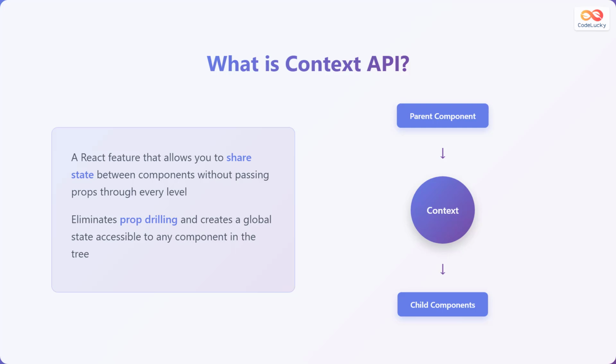The Context API is a React feature that allows you to share state between components without having to pass props through each level of the component tree. It eliminates prop drilling, which we'll discuss shortly, and creates a global state that is accessible to any component within the tree. The parent component provides the data through the context, and any child component can access it directly.